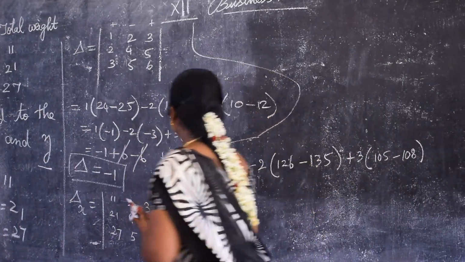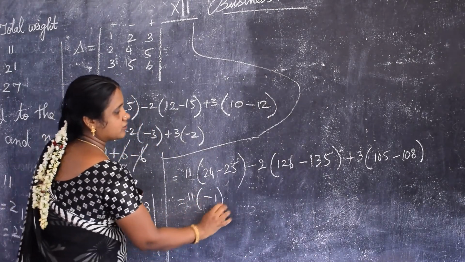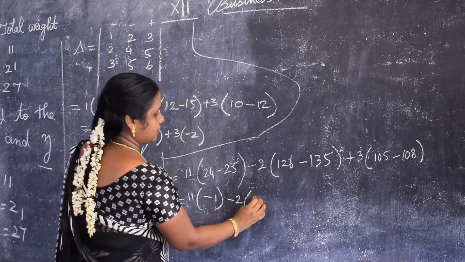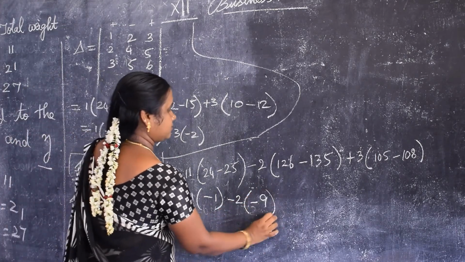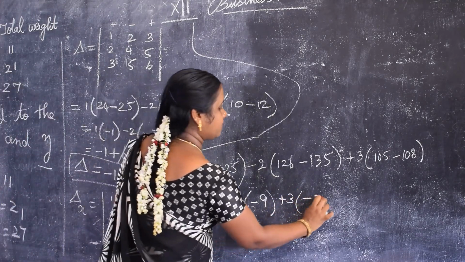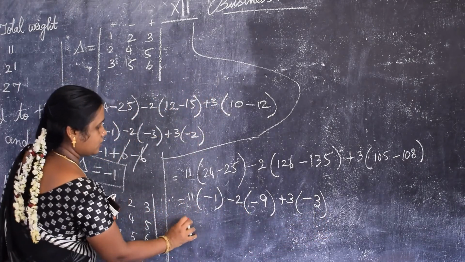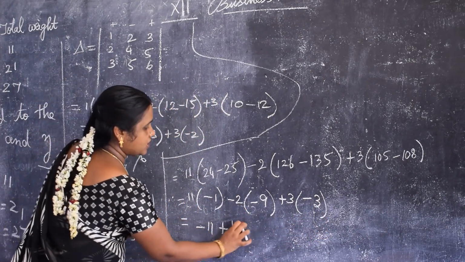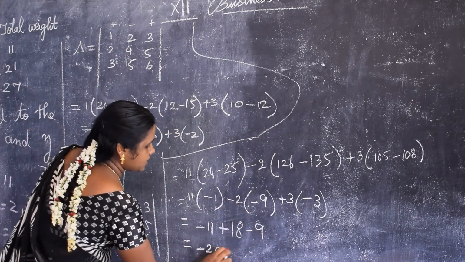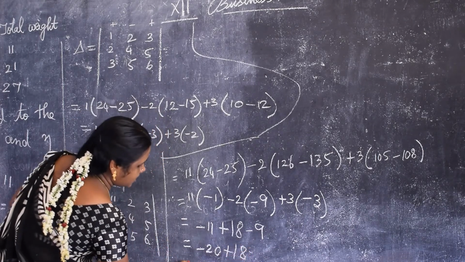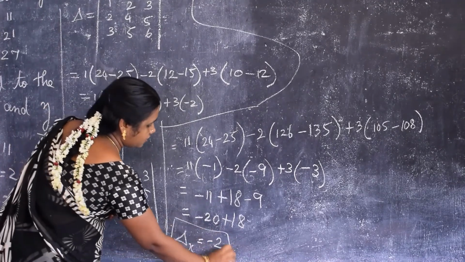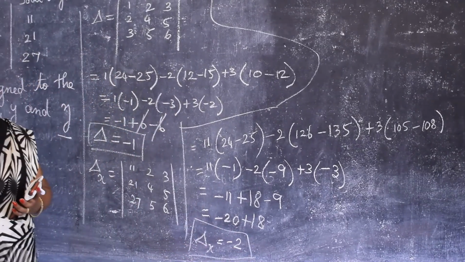So our answer is 11 into minus 1. Subtract this, what do you get? Minus 9. Plus 3 into, if you subtract you will get minus 3. So minus 11. 9 2s are 18. Minus into minus is plus, minus 9. So minus 20 plus 18. So what is our delta x value? Minus 2. You have to subtract. So our delta x value is minus 2.